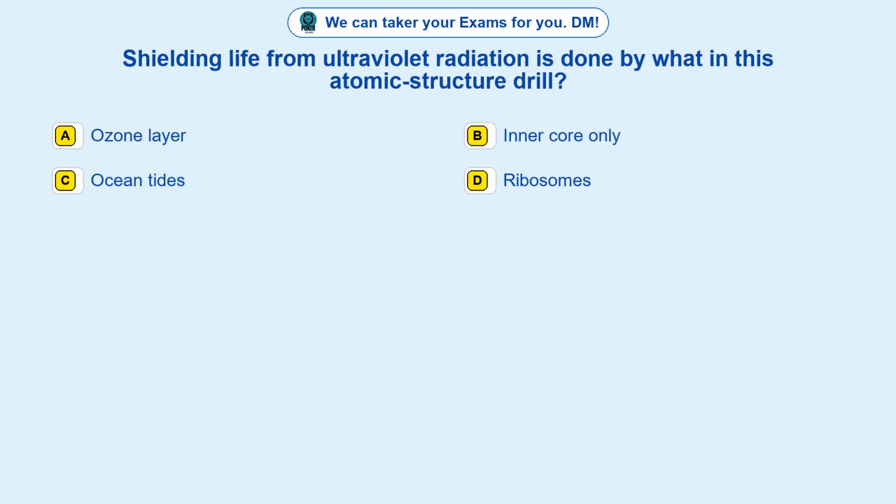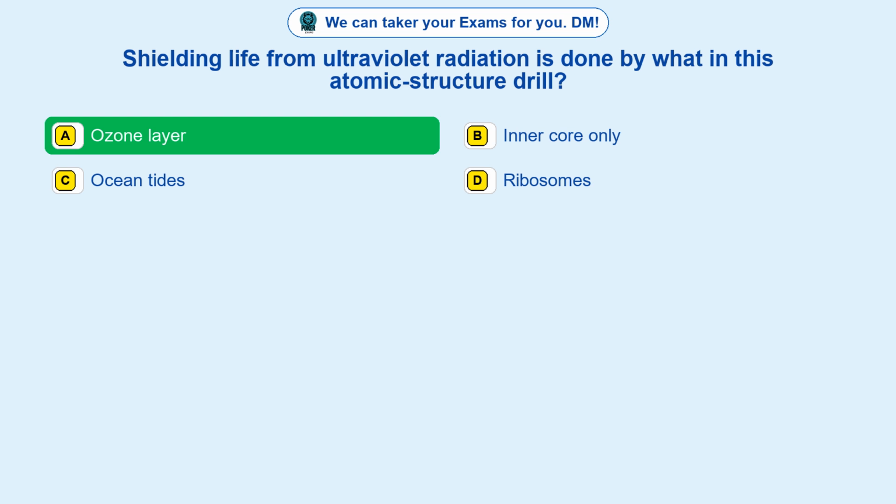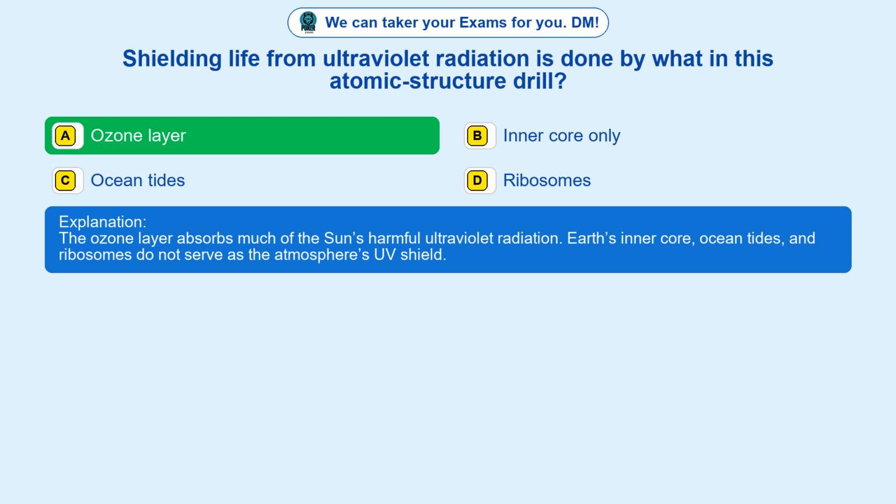Question 97. Shielding life from ultraviolet radiation is done by what in this atomic structure drill? Option A, ozone layer. Option B, inner core only. Option C, ocean tides. Option D, ribosomes. The correct answer is option A. Ozone layer. The ozone layer absorbs much of the sun's harmful ultraviolet radiation. Earth's inner core, ocean tides, and ribosomes do not serve as the atmosphere's UV shield.